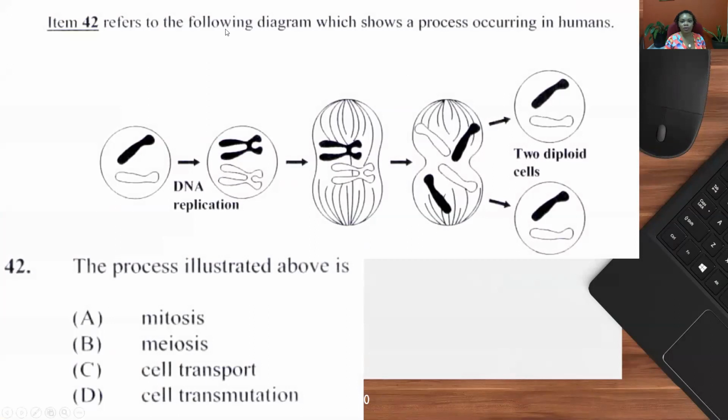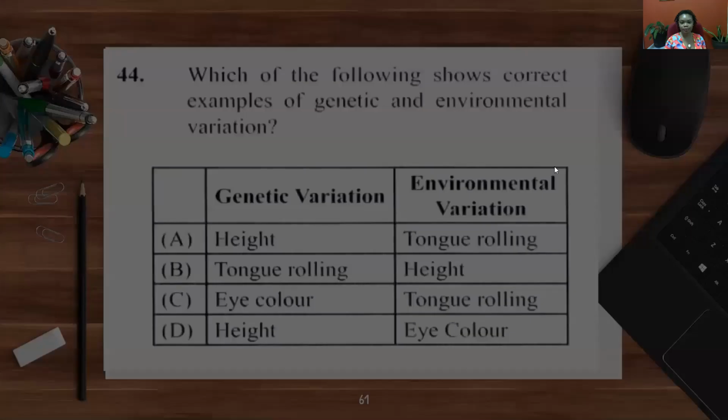Item 42 refers to the following diagram, which shows a process occurring in humans. The process illustrated above is, now what you do, you look here: DNA replication taking place. In the end, you have two diploid cells, and look at the number of them, two, and the fact that they are diploid. Therefore this process is mitosis. If this process were meiosis, then you would have four daughter cells and they would all be haploid.